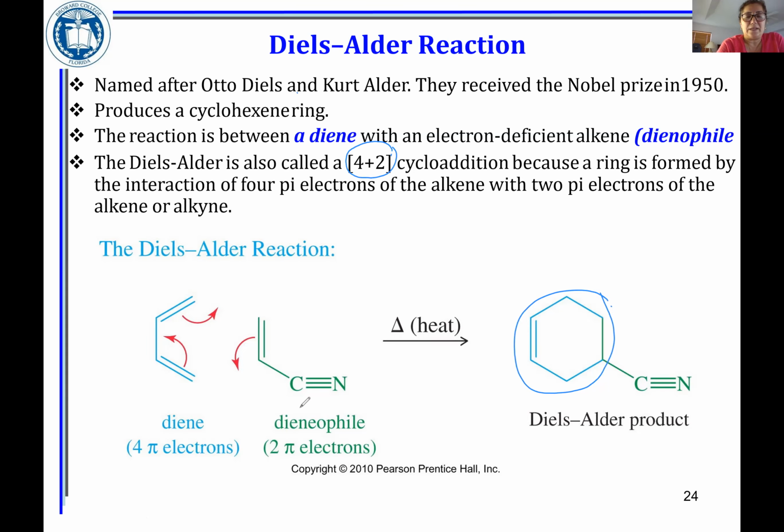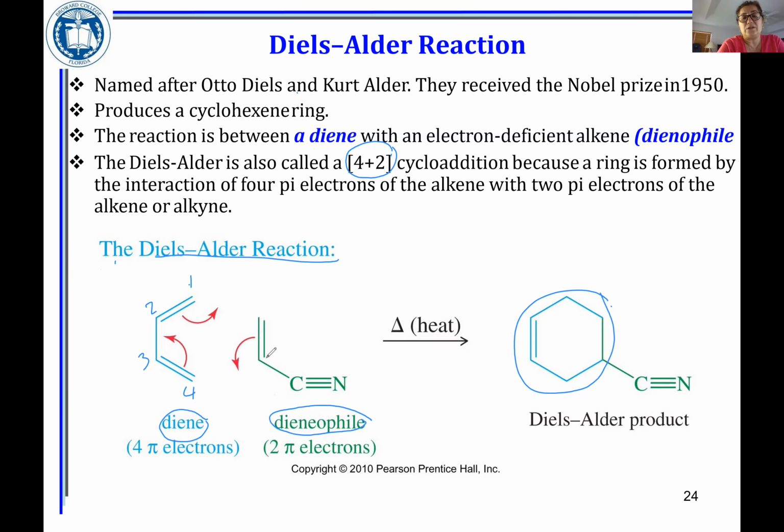What's happening in a Diels-Alder reaction? You do have a diene, and the diene that we have here is like a 1, 2, 3, 4. So this is a 1,3 butadiene. So we have a diene. These are the components or the reactants that are reacting in Diels-Alder reaction. One is a diene, and the other one is called a dienophile.